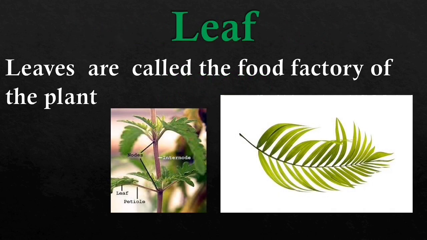Leaves are called the food factory of the plant. It is a green and flattened structure that arises from the nodes of the stem and its branches.